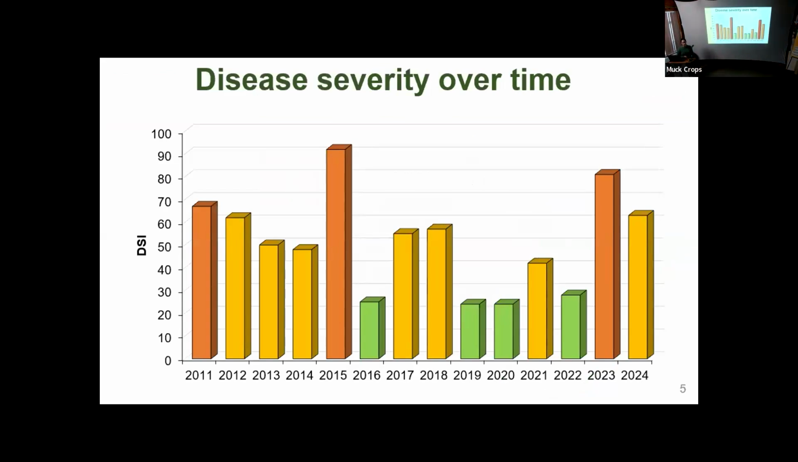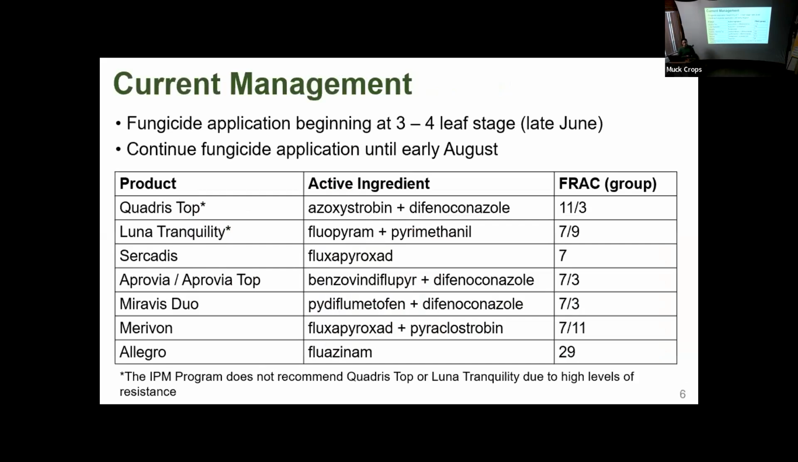So we've seen a range of disease severity for Stemphylium since we started tracking this 10 to 15 years ago. Luckily, a lot of years we do see low to moderate disease severity, but there are some years like 2015 and 2023 where we see high disease severity. And last year we saw moderate to high severity. So usually for Stemphylium, we're applying fungicides beginning at the 3rd to 4th true leaf stage, which is usually around late June. And then these applications continue until the beginning of August.